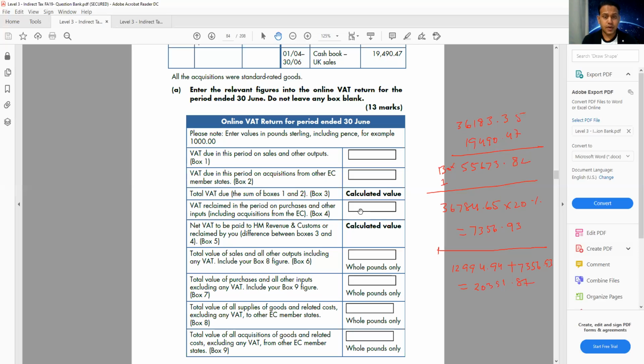So first on box number 2, we show this amount 7,356, and on box number 4 we added it, including the acquisition from EC. So this one will be here separately as output VAT. Here it will be part of the input VAT. So whatever I'm paying as output, I'm claiming back on the input. So actually there is no impact if you buy something from a European country.